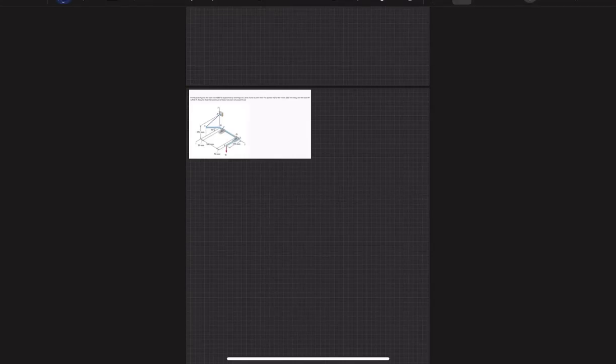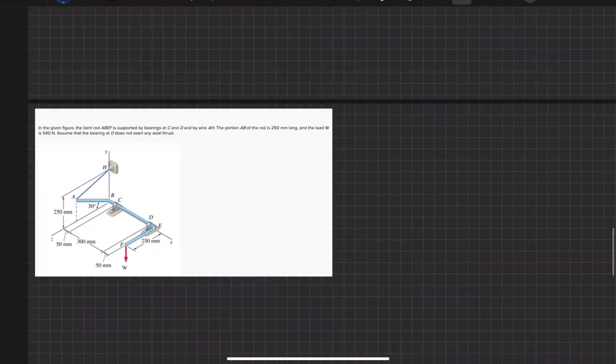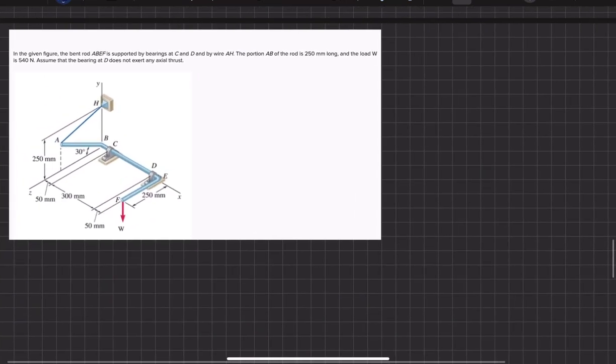Hello everyone, this is problem number 3. We're given this figure right here, and it says that the bent rod is supported at bearings C and D and the wire AH. The portion AB of the rod is 250 millimeters long, and W is equal to 540 newtons. Assume the bearing at D does not exert any axial thrust. That's an important sentence right there.